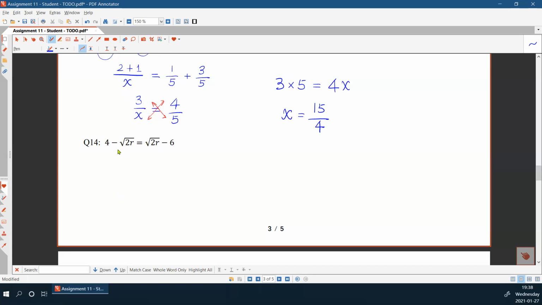Okay. Note that we can combine these two terms, right? Or if it's not that obvious to you, you can also use the substitution method. Okay, I'll write it here. Substitution.